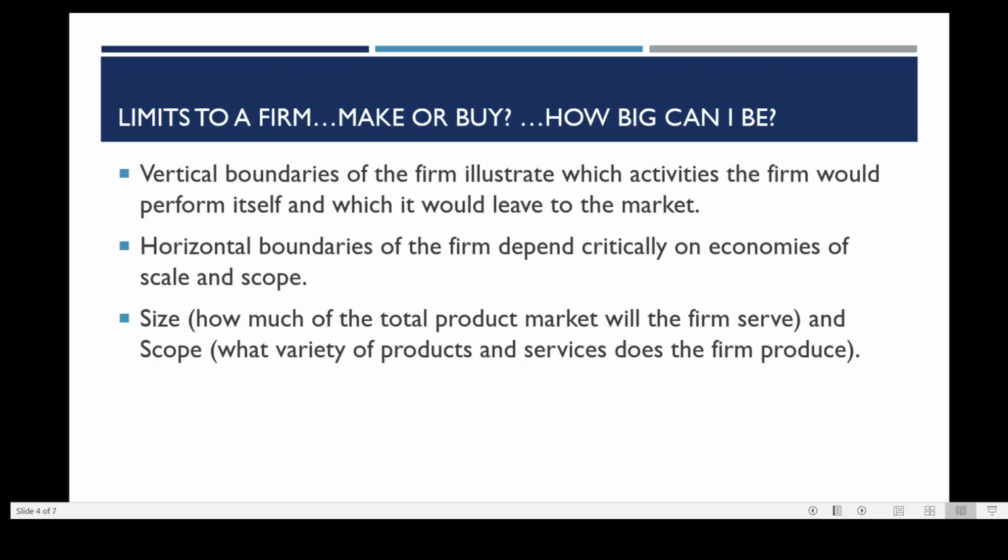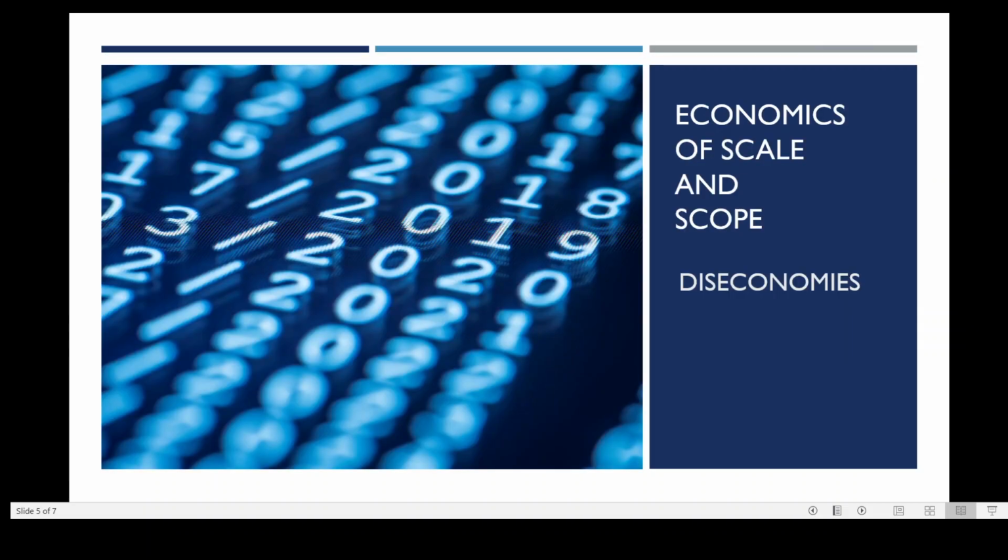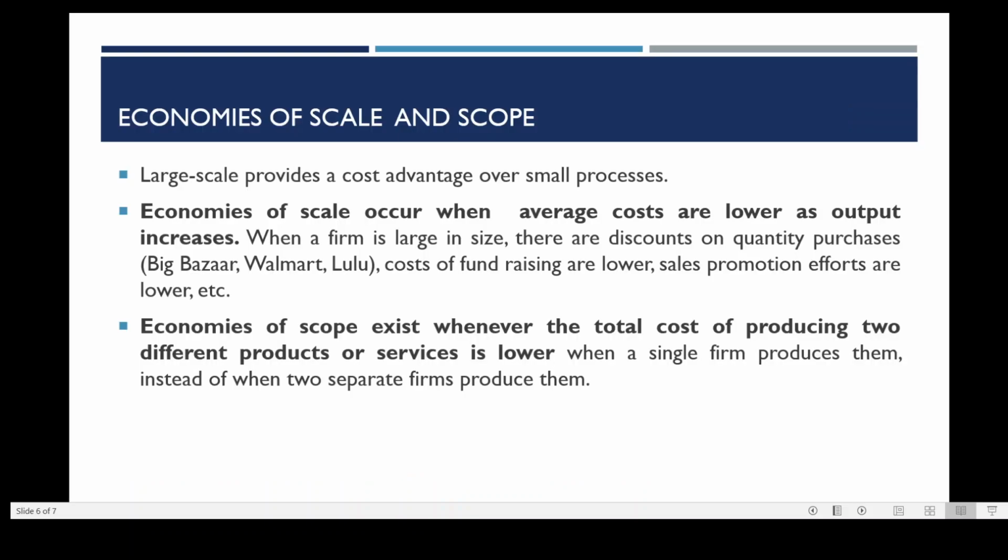In horizontal boundaries, the firm depends critically on two key concepts: economies of scale and economies of scope. When we talk in terms of economies of scale, we are talking in terms of size, how much of the total product this firm will serve. When we talk in terms of economies of scope, we are looking at the advantages of making a number of products, a variety of products and services, that this firm will produce. Apart from the economies, there can also be diseconomies. So let's look at those.